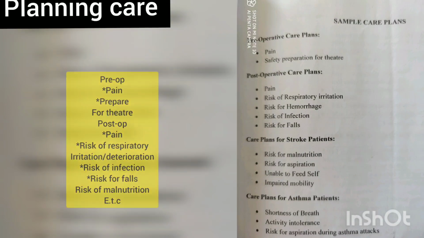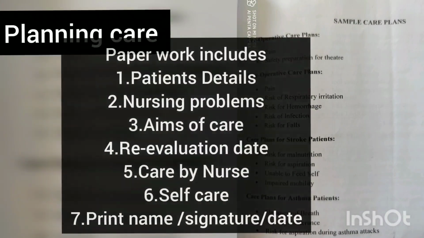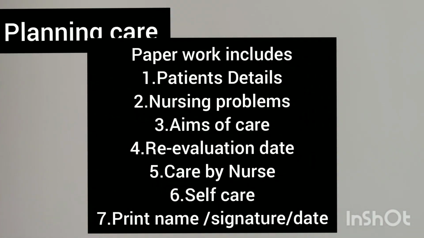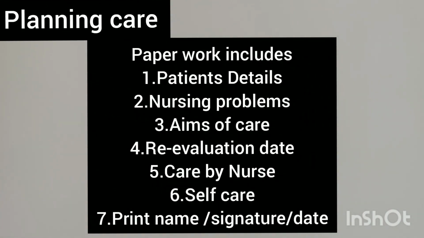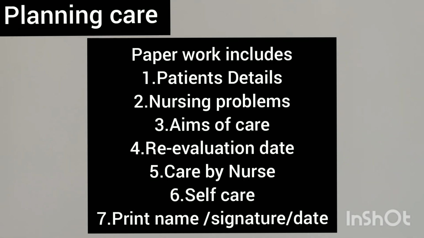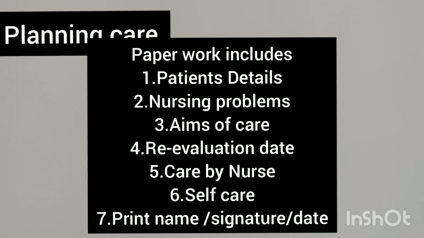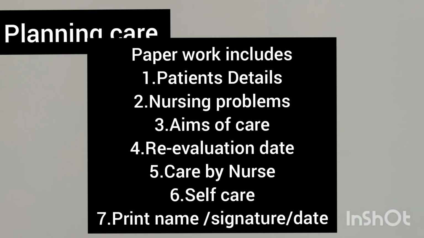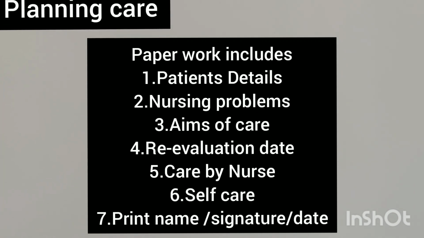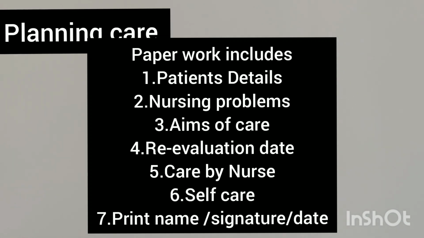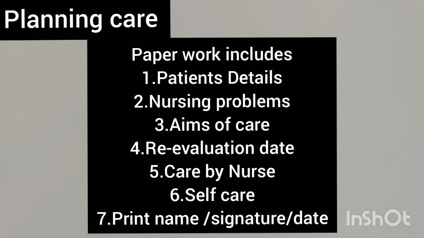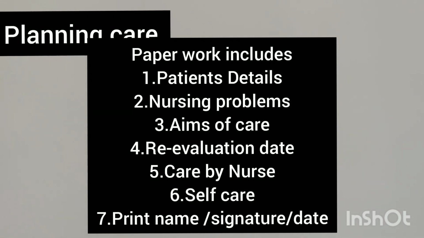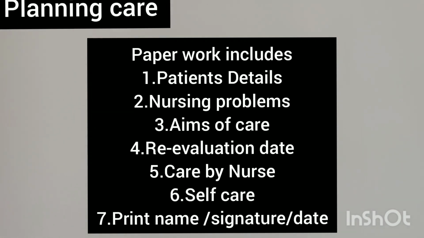Planning paperwork. Your documentation is made up of the following columns. There's a column which will include your patient details, and the first one is where we write the nursing problem or the need or activity of living. The second column will be the aims of care. The next will be the re-evaluation dates. Then there will be a column where you write the care by the nurse and self-care. There's a place where you will need to print your name, and the nurse signature and dates.